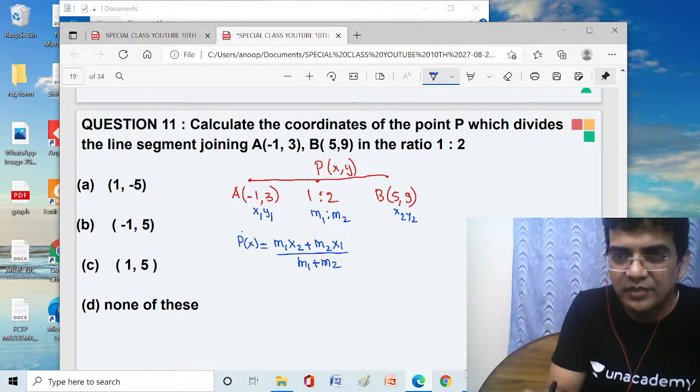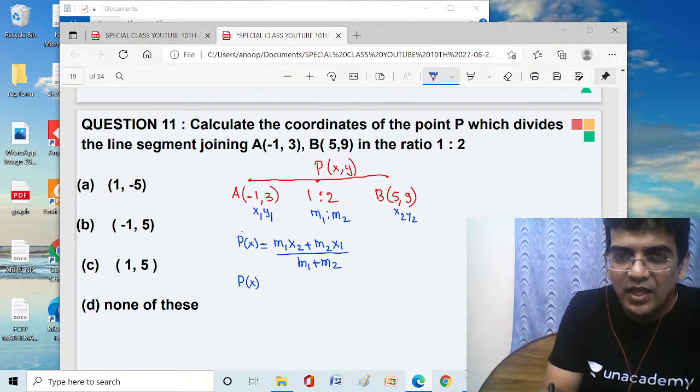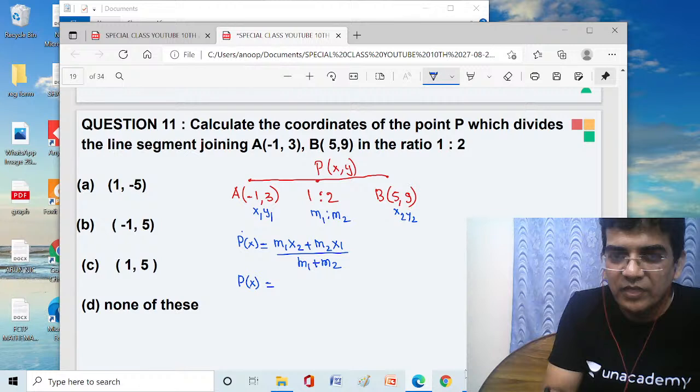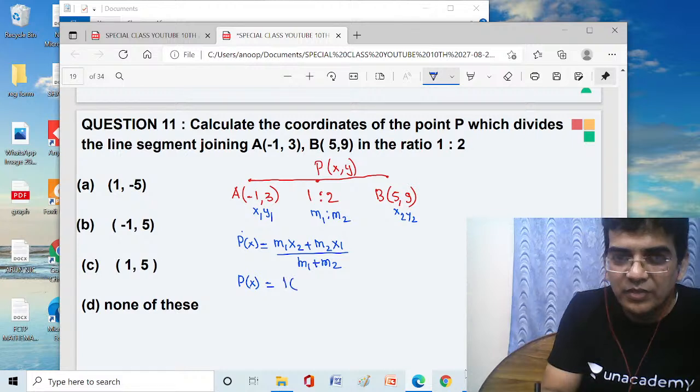Now in this formula, let us substitute the values. After substituting the values for m1, m2, x1, x2, I will get the x coordinate of the point P. Okay, let's put the values. m1 into x2. So m1 is 1 multiplied by x2. x2 is 5, plus m2. m2 is 2 into x1. x1 is -1, upon m1 plus m2, that is 1 plus 2.